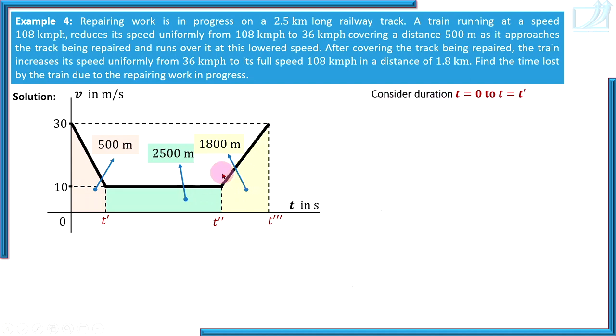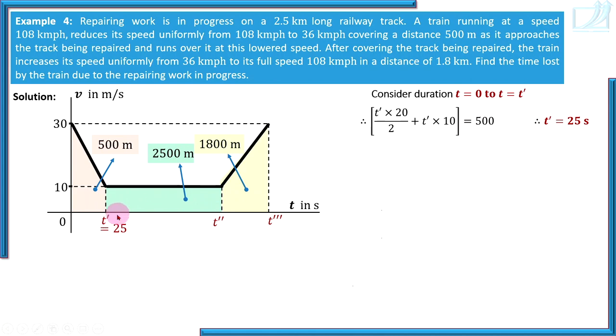Consider the duration 0 to T dash, that is this duration. Area under the VT diagram, how much is that? Rectangle plus triangle. So T dash into 20 by 2, that is this triangular portion. The height of the triangular portion is from 10 to 30, means 20. The base of this triangle is T dash. So T dash into 20 by 2 plus the lower rectangular portion T dash into 10, and that is given as 500. So you have found out T dash. T dash is 25. Insert that value immediately in the diagram.